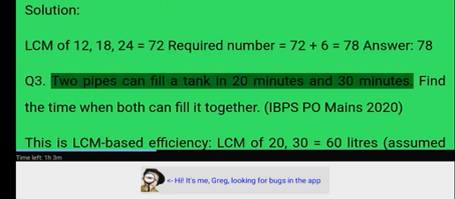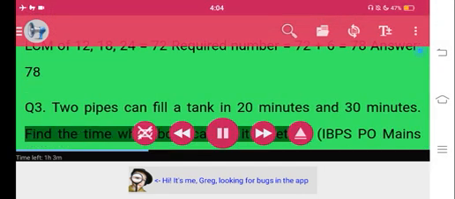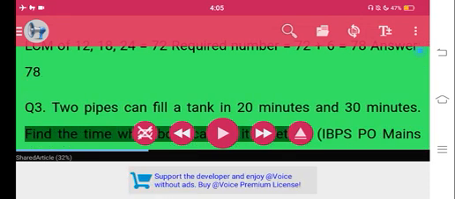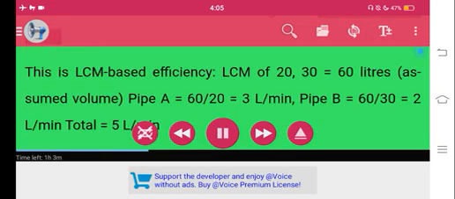Q3. Two pipes can fill a tank in 20 minutes and 30 minutes. Find the time when both can fill it together. IBPS PO mains 2020.